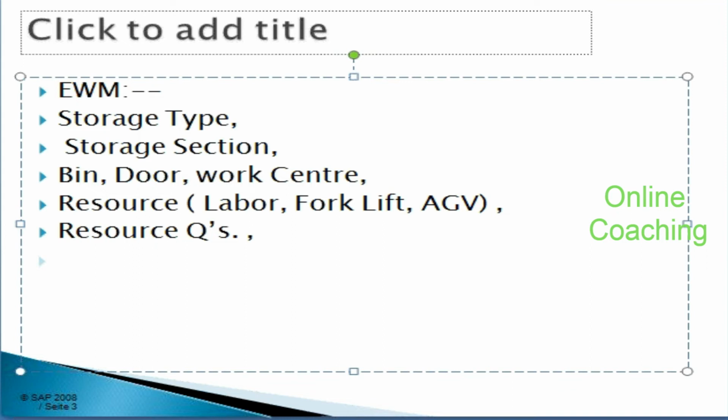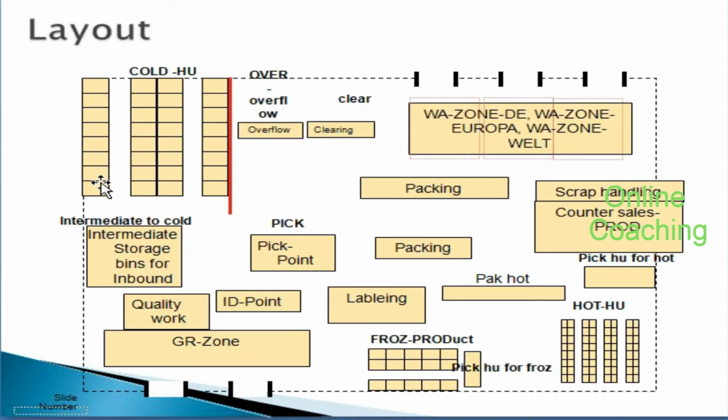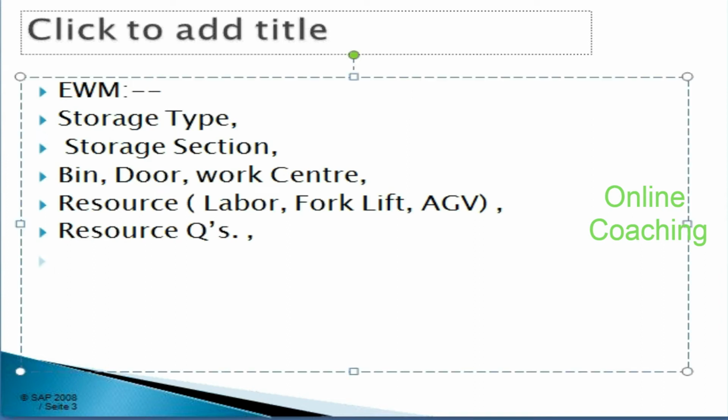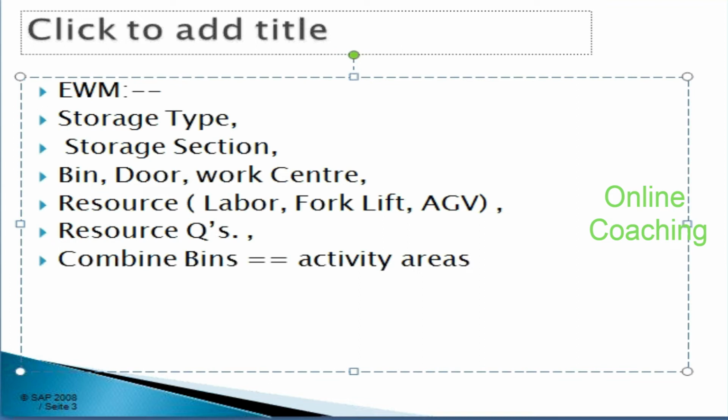Now most of the time each resource will be working in a particular part of the warehouse. Suppose I want to group these particular 10 bins into one area, and this particular row I want to define separately, so that this will be worked by a different group of workers, and this particular row is worked by a different group of workers. So I can combine multiple bins, which is nothing but called the activity area. Is it clear now? This word is very important in EWM. Activity area is the most important word in EWM, because this is the one which drives the deconsolidation also.